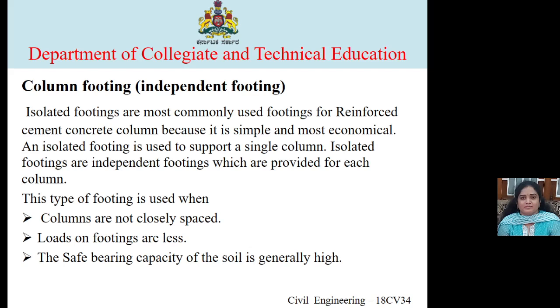Similar to the reinforced concrete footing or foundation, it is provided separately. This type of footing is used when columns are not closely placed, loads on the footings are less, and the safe bearing capacity of the soil is generally high. When the columns are very close, you cannot provide independent footings. So loads on the footing are less, and the safe bearing capacity of the soil is generally high. So this option is better.